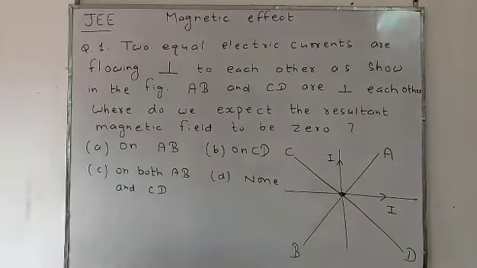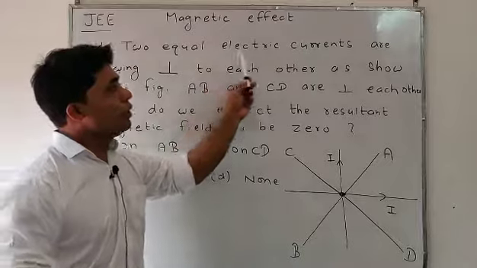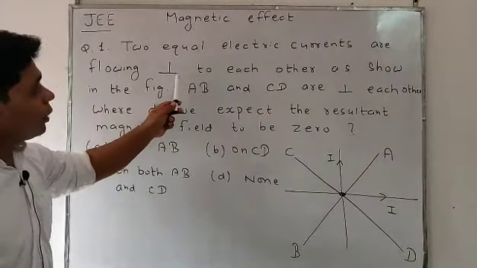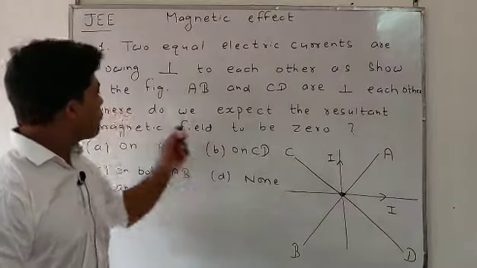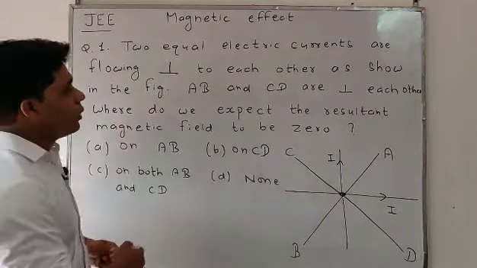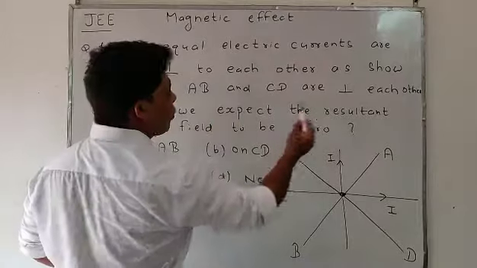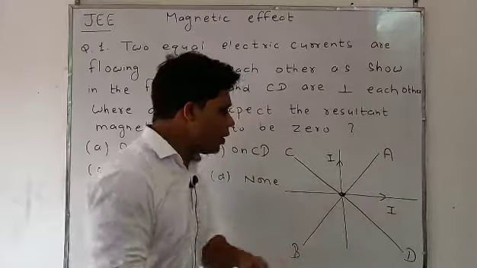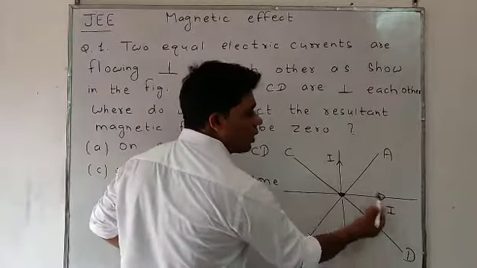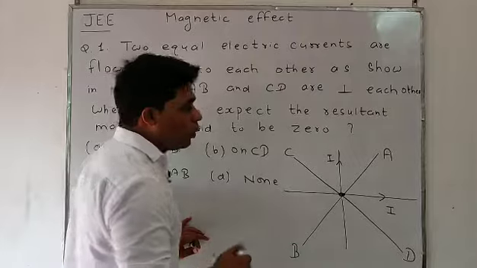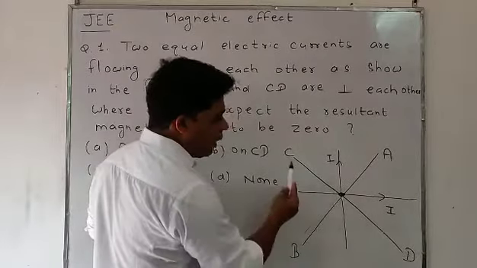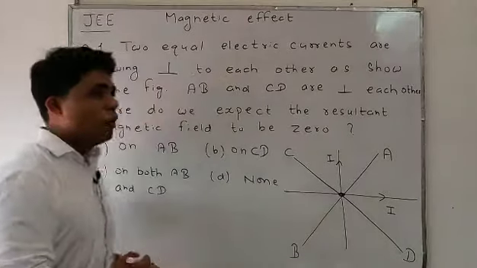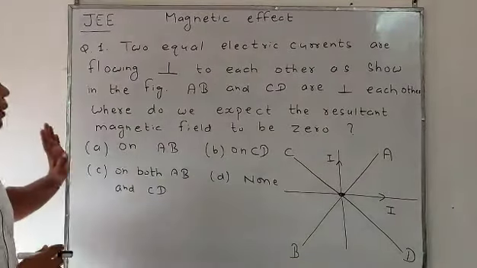See students, our first question is: two equal electric currents are flowing perpendicular to each other as shown in the following figure. AB and CD are perpendicular to each other. Look at students, we are given two perpendicular wires having equal current I, and we are given two wires, AB and CD. Suppose A, B, C, D are the points where we have to find the magnetic field.